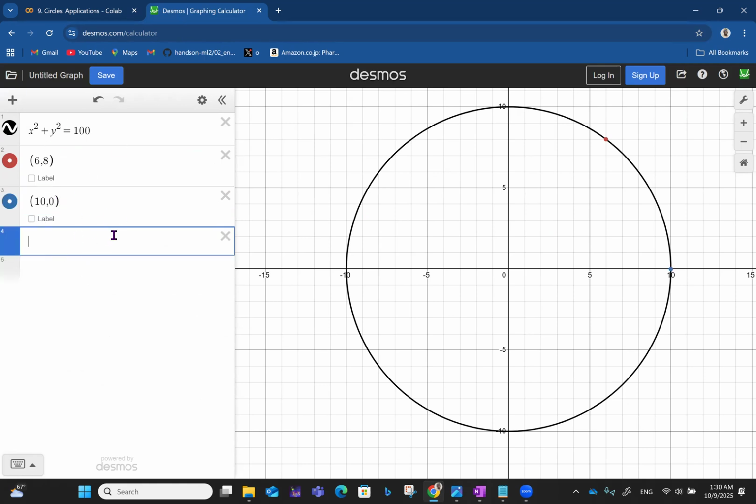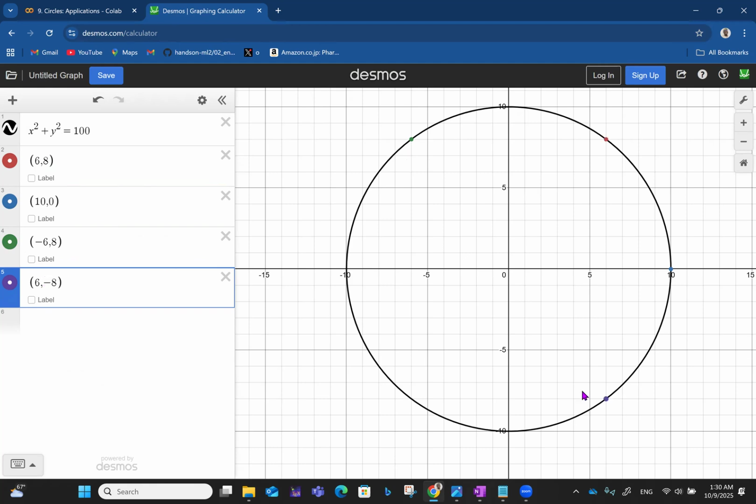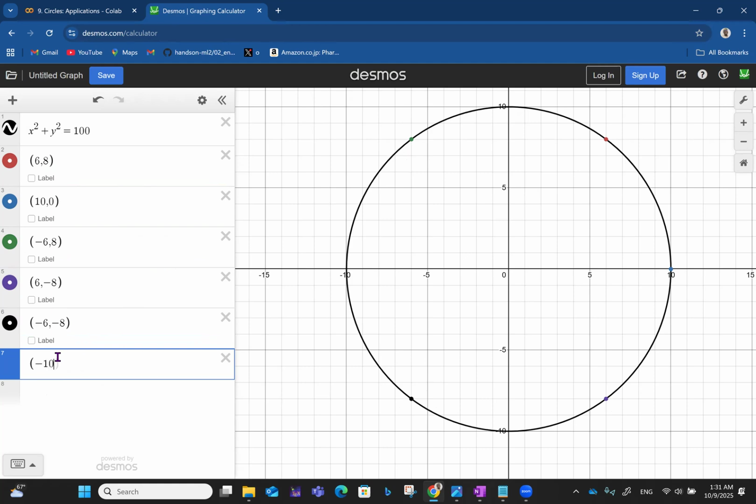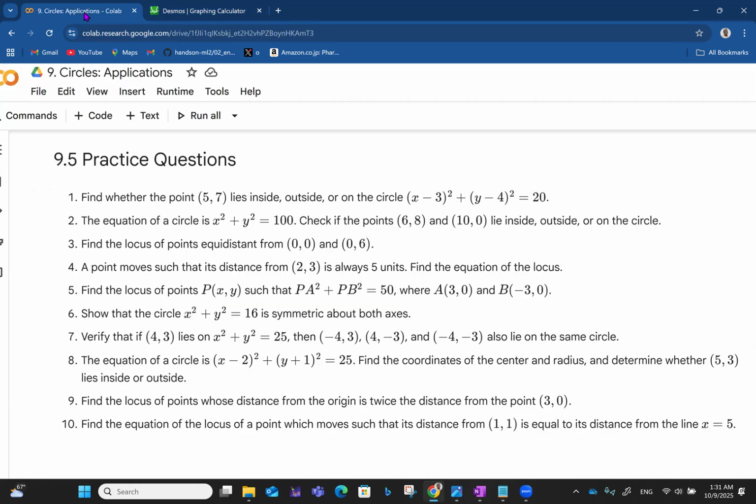Then anyhow you vary these. Let's play with the (6, 8). See, (-6, 8) will lie there. You can see this. Then (6, -8) is there. (-6, -8) is there. Then (10, 0), that's easy. The other one is (-10, 0). So they all lie on the circle. Try your hands on the rest and see how it goes.